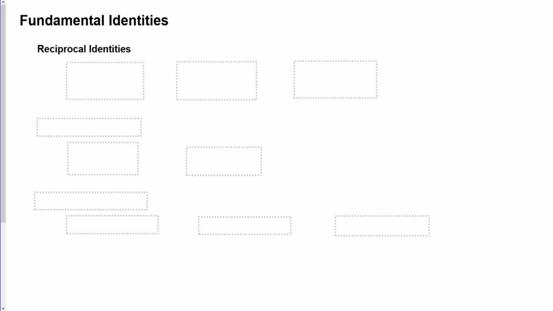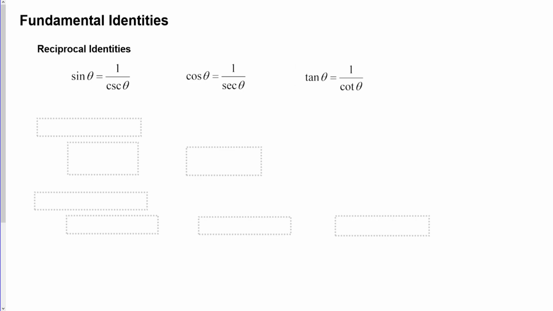You've seen the reciprocal identities. So sine of theta is equal to 1 divided by cosecant theta. So sine and cosecant are inverses of one another. They're reciprocals, that is. So that's one of the reciprocal identities. Cosine theta is equal to 1 over secant theta. And tangent of theta is 1 over cotangent theta.